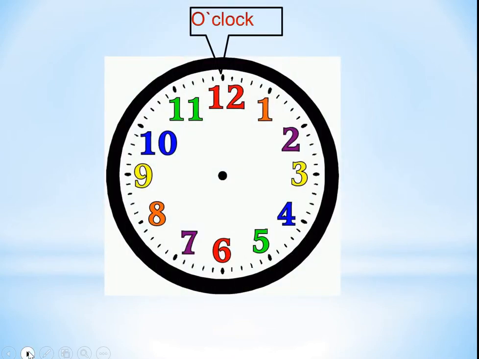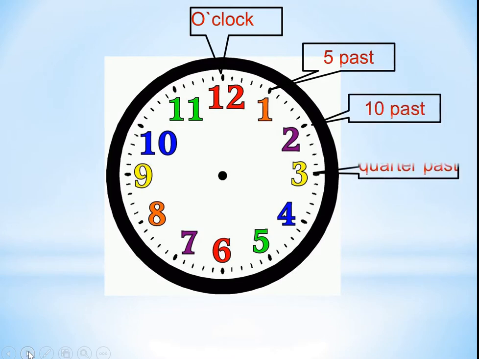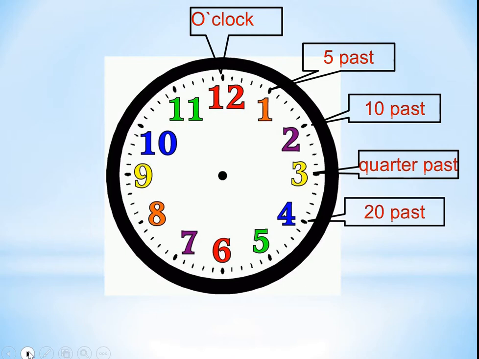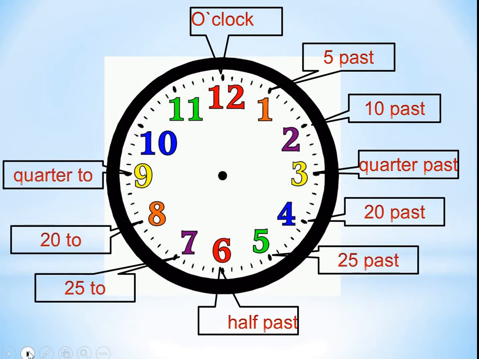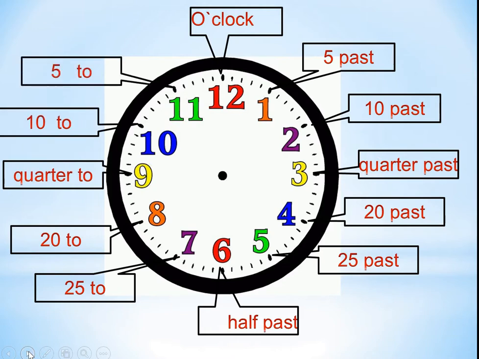Here on the clock, as we said before, from 12 to 6 we use the word past. From 6 to 12 we use the word to. The short hand looks to the number inside. The long hand looks to the outside, the minutes.